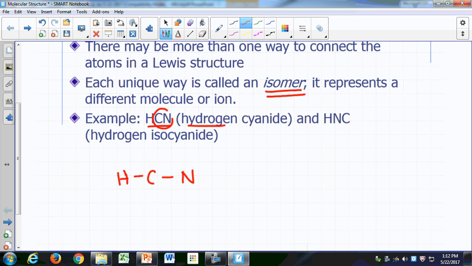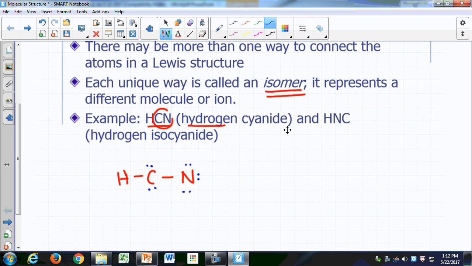Now, using our strategy, we do an octet first for each atom. Carbon already has two pairs around it, so two single bonds, so I need two more lone pairs on the carbon. And then the nitrogen has one bonding pair next to it, a single bond, so it needs three more lone pairs. Let's see if we did this right.